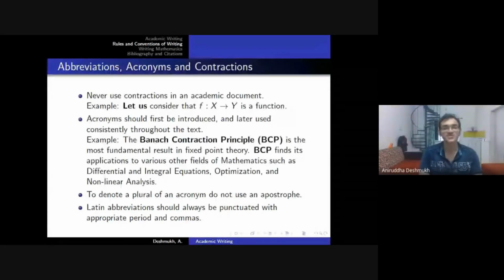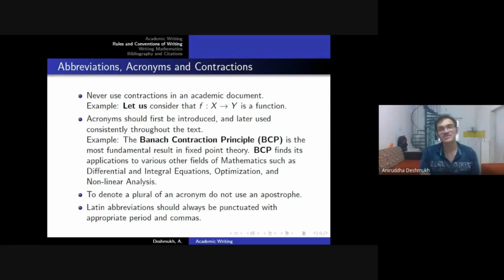So if I have to state a function from one set to another, I always write, let us consider f from X to Y as a function. And we do not write let's so and so. Similarly, if you are using the short form of something, then first you have to introduce it along with its long form. And then throughout the text, you either have to use the short form consistently or the long form consistently. Don't use the short form somewhere and the long form the other time.